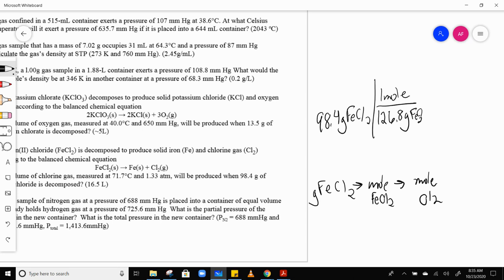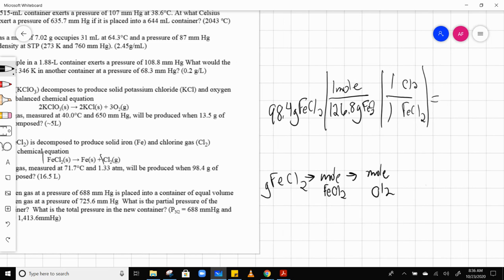Let me make sure. Yeah, that's pretty close. Okay. And then we have to use our molar ratio to figure out how much Cl2. So Cl2 and FeCl2. We get the molar ratio from the balanced chemical reaction. So it's 1 to 1. Oh, super easy. 1 to 1. It's an equal number of moles.